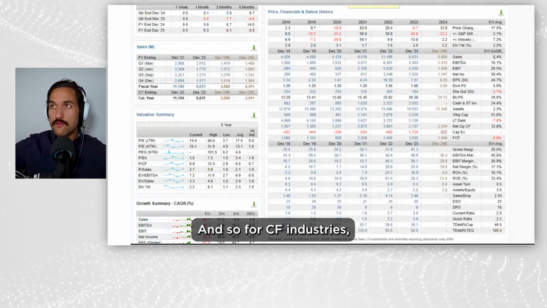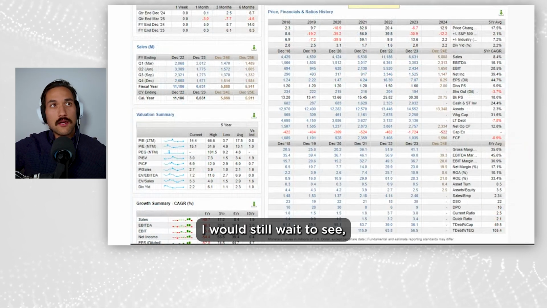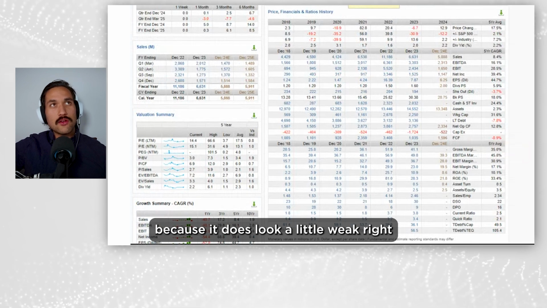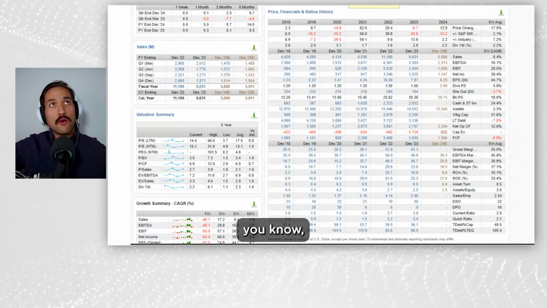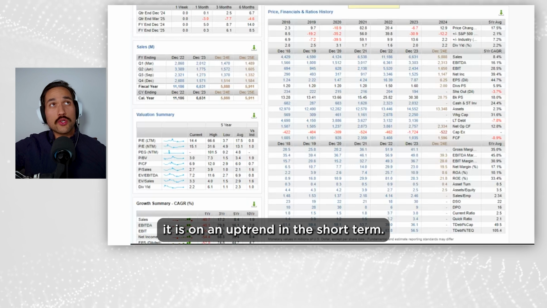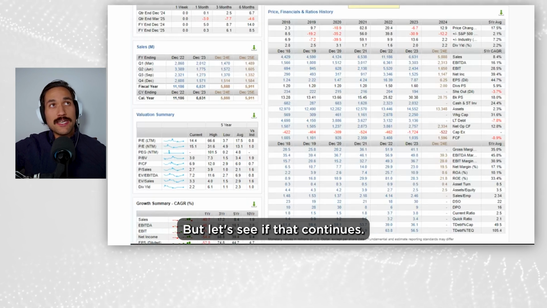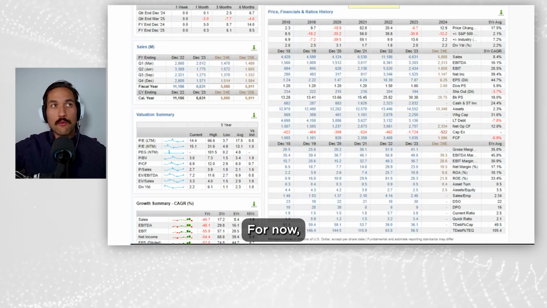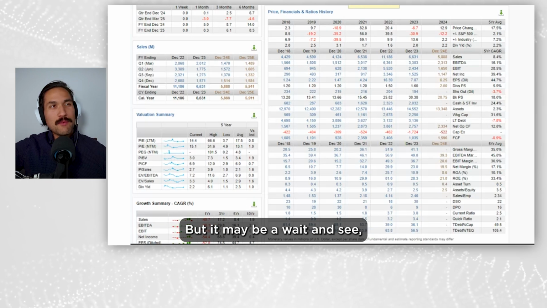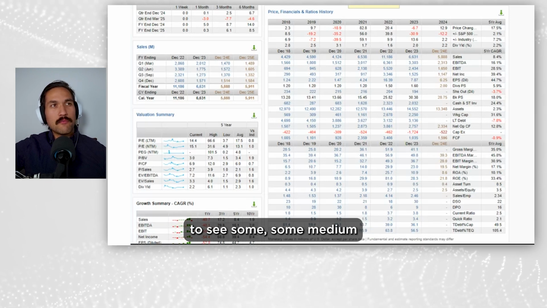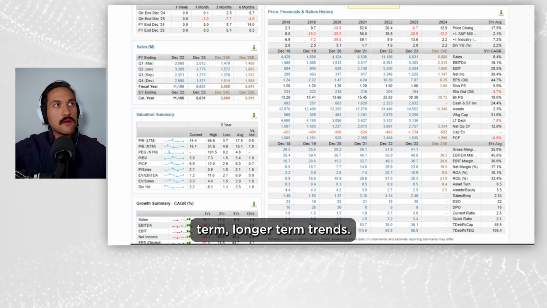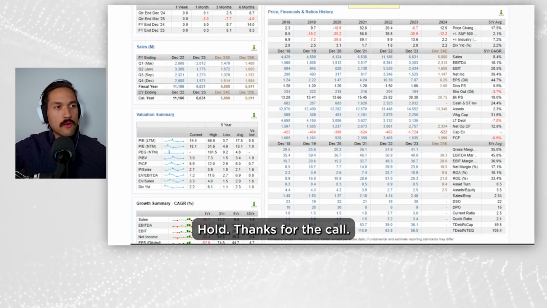And so for CF Industries, I would still wait to see what happens on a technical basis, because it does look a little weak right now. It is on an uptrend in the short term, but let's see if that continues for the next couple of months. For now, we're still holding on to it for clients, but it may be a wait and see to see some medium-term, longer-term trends hold. Thanks for the call.